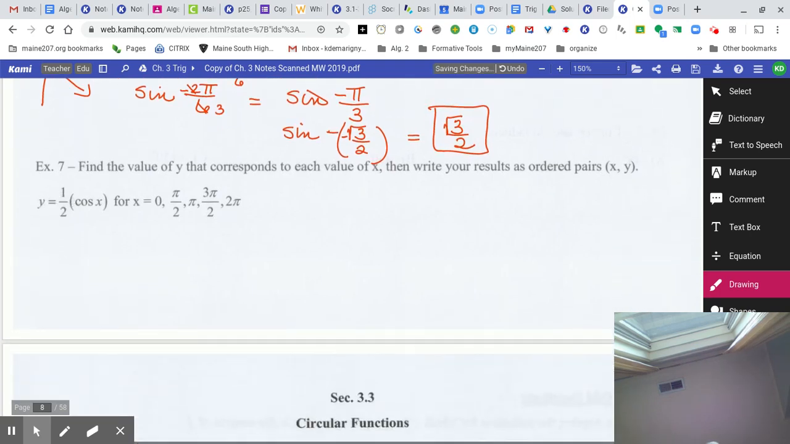And finally, the last one I'm looking at is: can you find the value of y that corresponds to each value of x? And then write your results as an ordered pair (x, y).